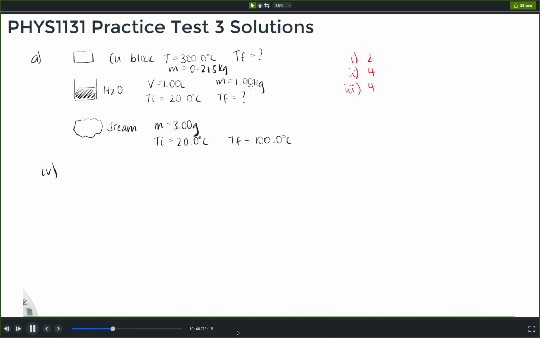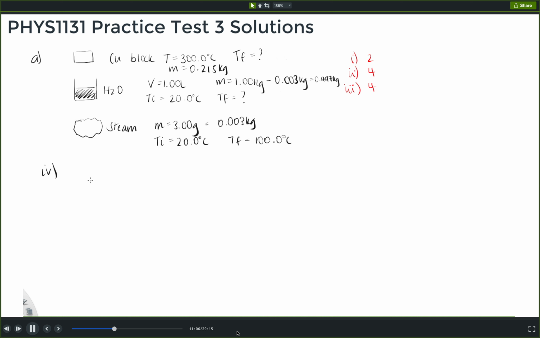So really, the mass of our H2O is no longer going to be 1.00 kilograms. It's now going to be 3 grams less. Therefore, the mass is actually 0.997 kilograms. And that's because 3 grams of that original H2O is being converted into steam.